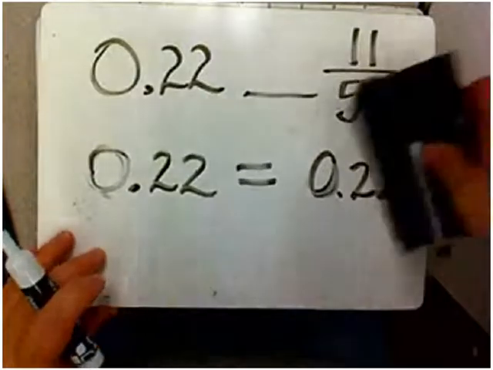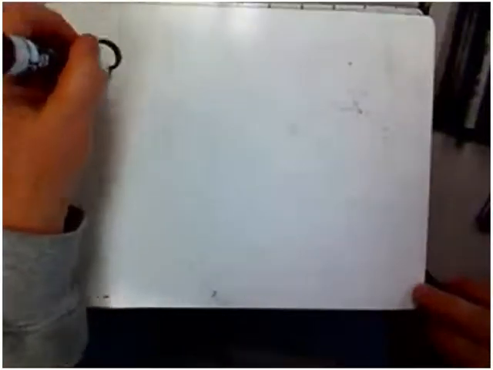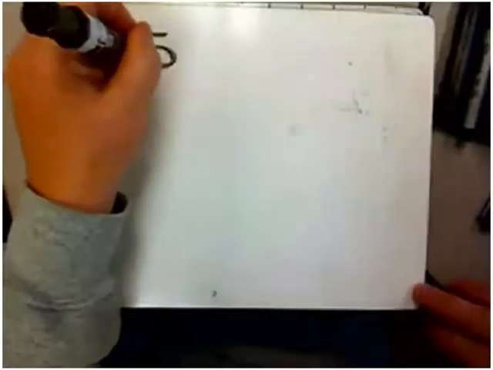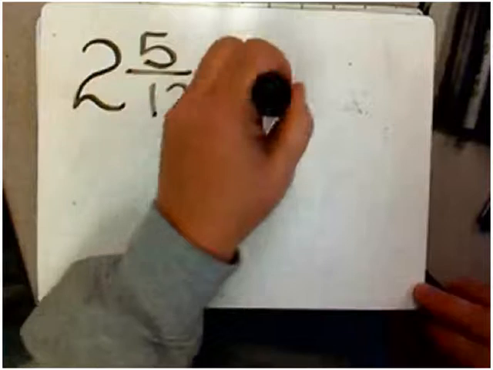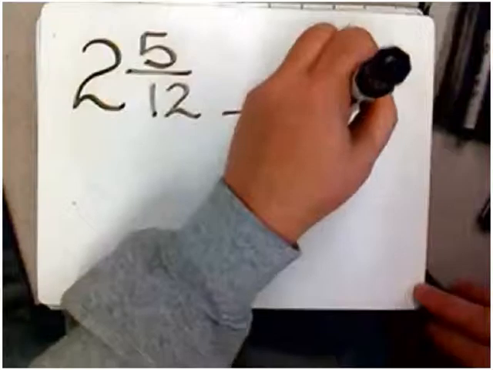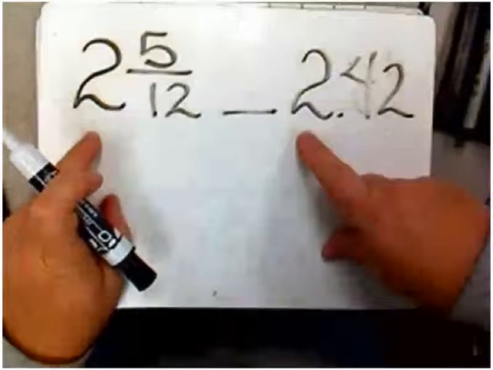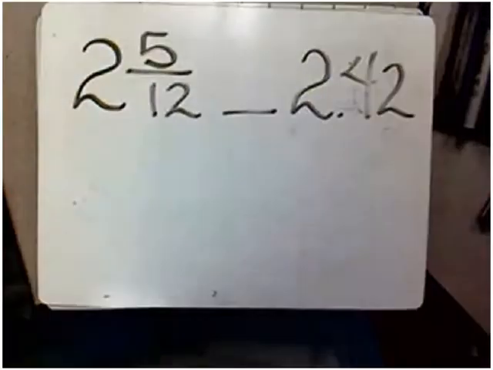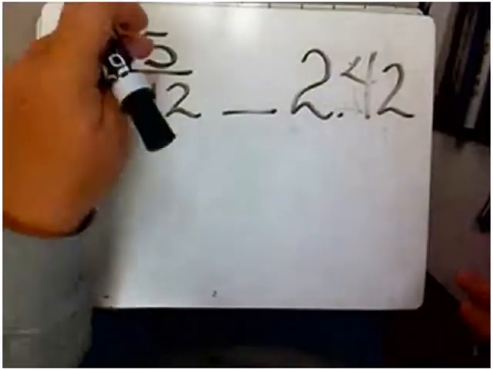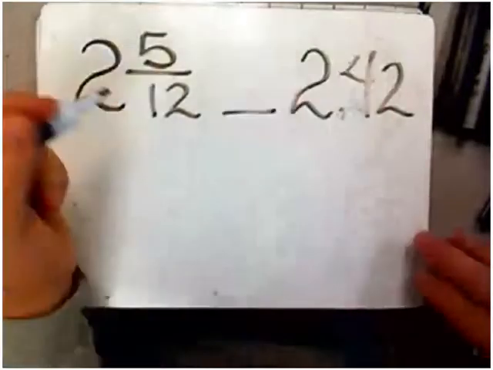All right. Now, here's another tricky one on the check your progress. Not too bad, but you just need to pay attention. We have 2 and 5/12 compared to 2.42. Do we really need to focus on those 2's? No. They cancel each other out. They're equal. So we're just going to focus on the 5/12 and the 0.42.